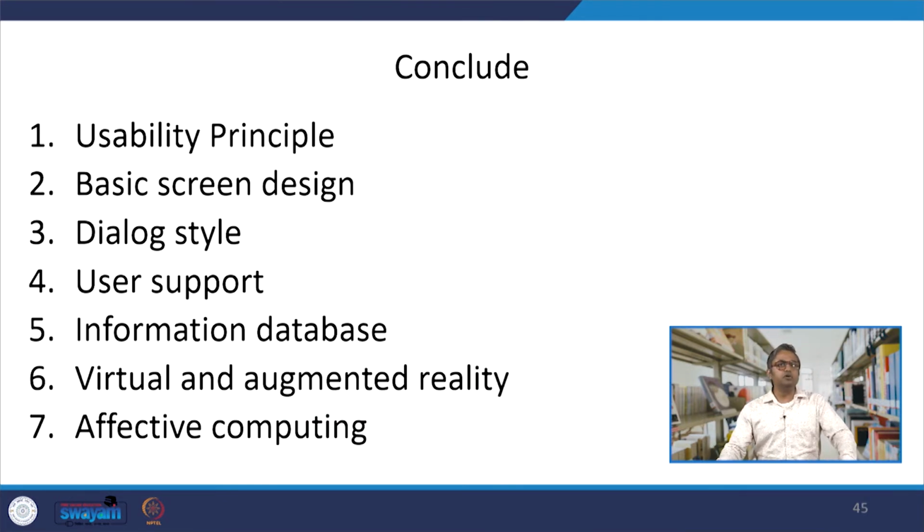Let us conclude what we learned in this slide. The 10 design principles of usability proposed by Jakob Nielsen. We also studied the basic screen design. What should be the basic screen design? Numbers, text, layout. Different types of digital screens are there, and they all have different unique characteristics.